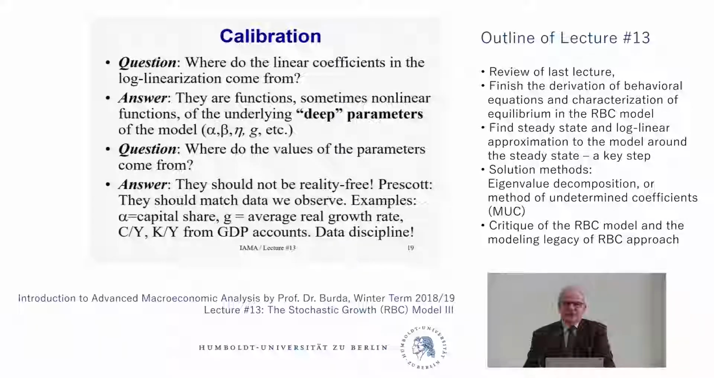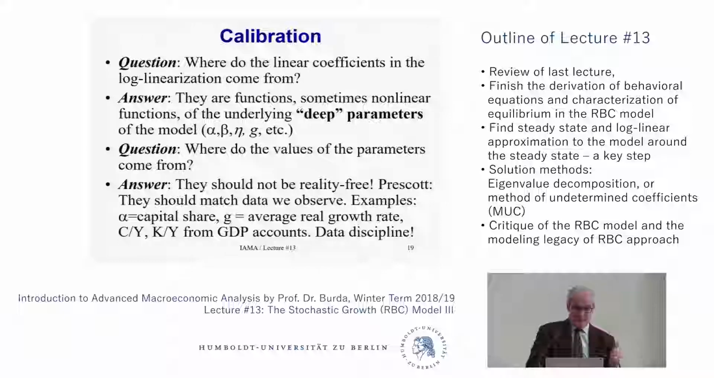We can't just choose alpha out of the hat or say, I feel like beta should be 0.9. It has to have something to do with the data. Prescott was really dogmatic about this. He said it has to match the data. If we're going to use this model as a laboratory, we better be sure that the implications of that laboratory match what our Statistisches Bundesamt is telling us.